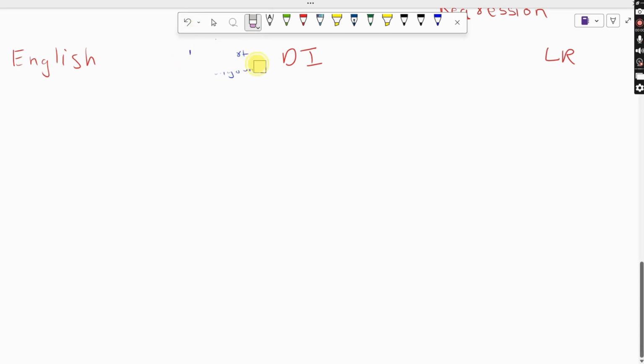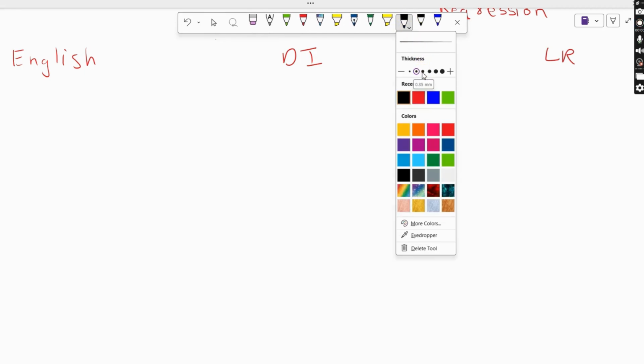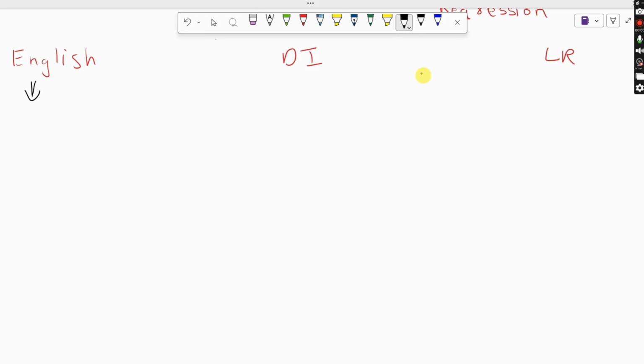So the syllabus of English basically contains everything that we have studied till our 12th standard, like the comprehension part, the verbal ability, basic things like sentence correction, filling the blanks, analogies and reverse analogies, synonyms and antonyms that we have studied, the basic English part.